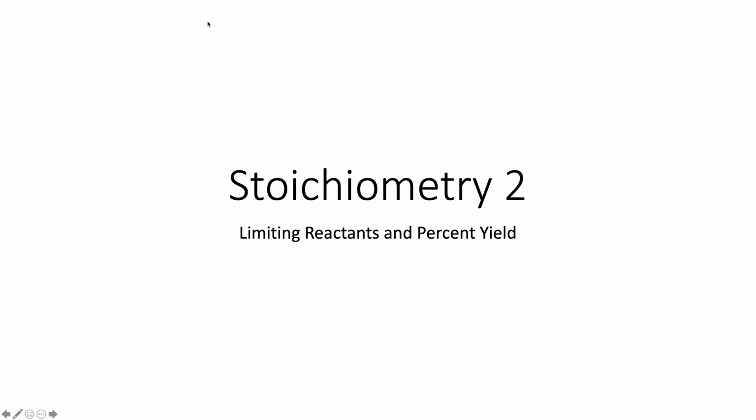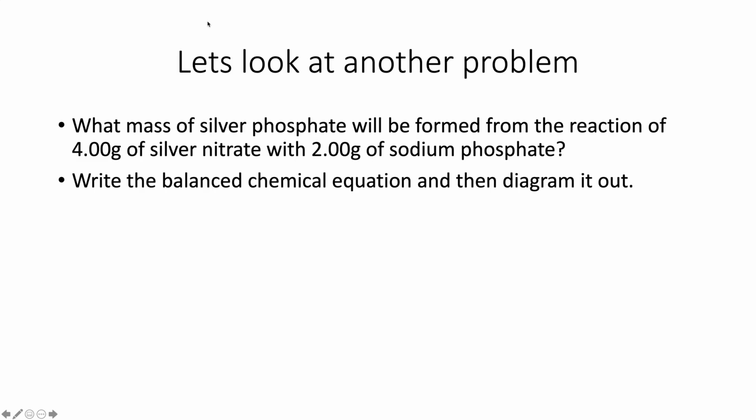The dimensional analysis isn't quite as complicated, but you've done a lot of that. All right, so let's just jump right into this. Let's look at this problem. It says, what mass of silver phosphate will be formed from the reaction of 4 grams of silver nitrate with 2 grams of sodium phosphate? So let's have you write the balanced equation and then diagram it out. So hit pause and write the equation.